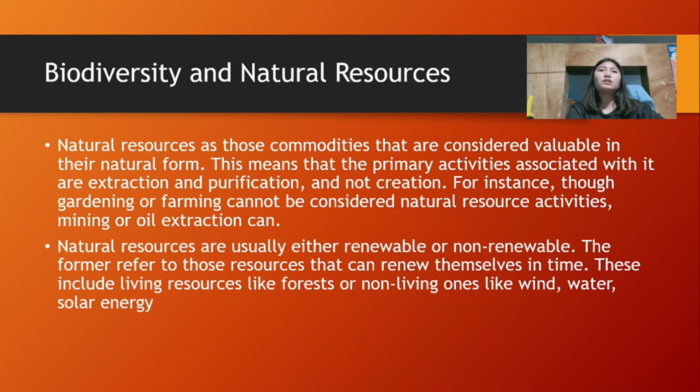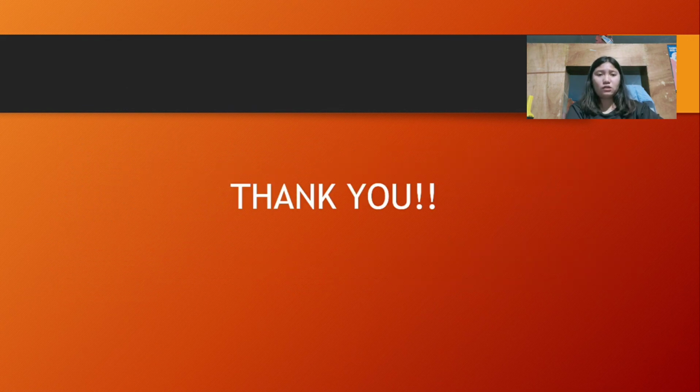Natural resources are usually either renewable or non-renewable. The former refers to those resources that can renew themselves in time. These include living resources like forests or non-living ones like wind, water, and solar energy. So that was the last part of my topic.